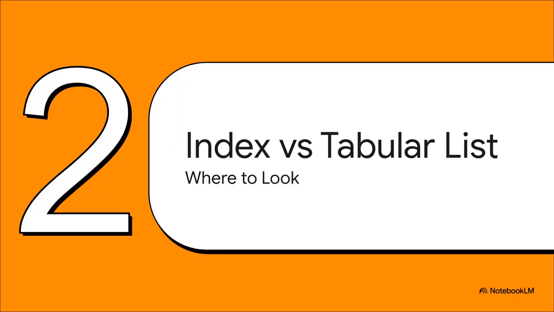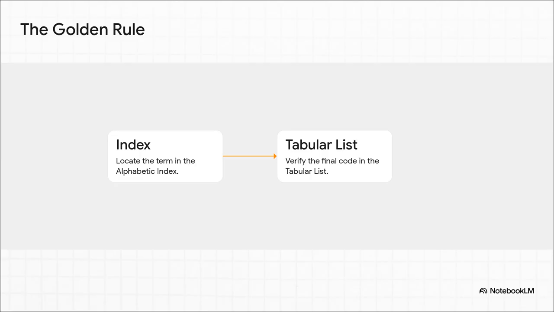Moving right along to Section 2, the index versus tabular list. Because, hey, every good translator needs to know exactly where to look up their vocabulary, right? This brings us to what is basically the golden rule of medical coding. Step 1, locate the term in the alphabetic index. Step 2, verify the code in the tabular list. You absolutely must use both. Never ever code directly from the index alone.